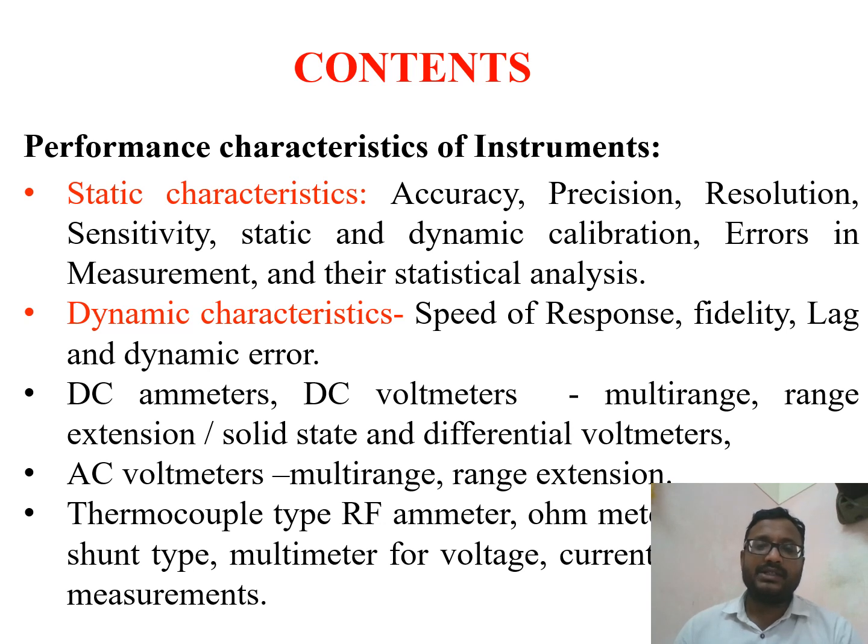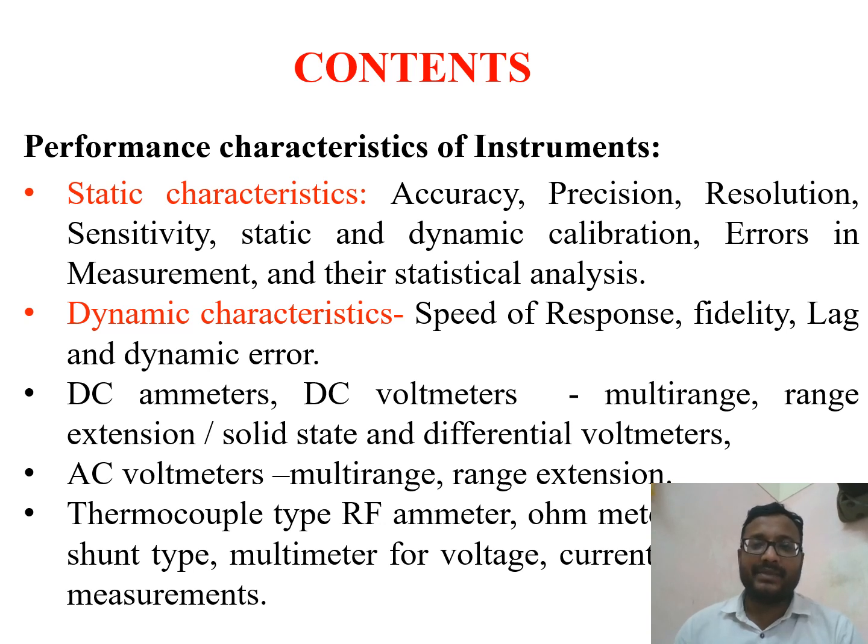Coming to the static characteristics, they are divided into so many types. One is accuracy, second is precision, third is resolution, then sensitivity, static and dynamic calibration, errors in measurement, and their statistical analysis. So coming to accuracy, what is meant by accuracy?